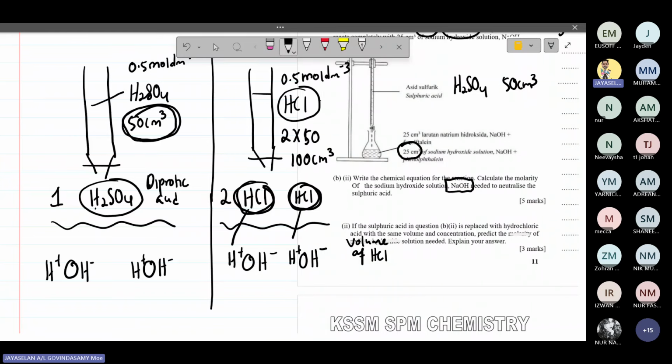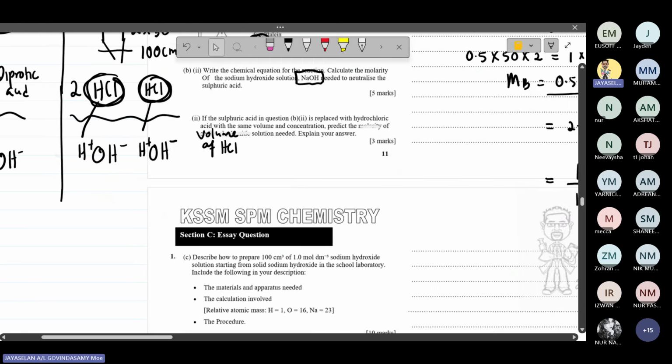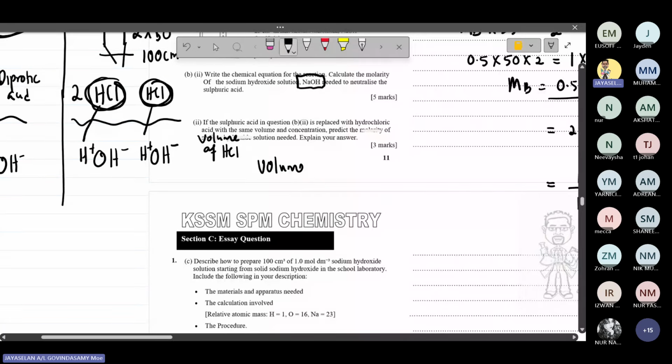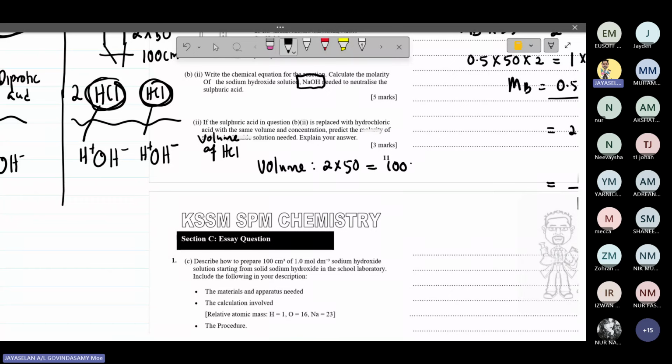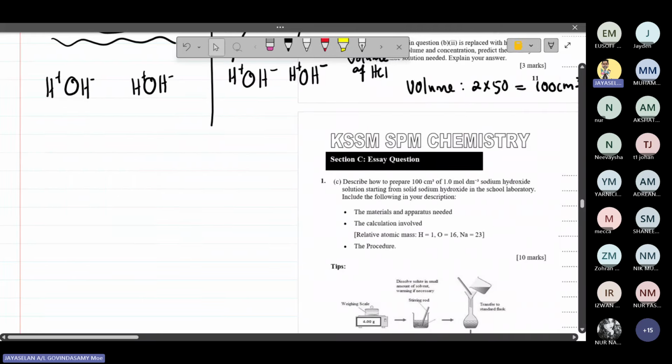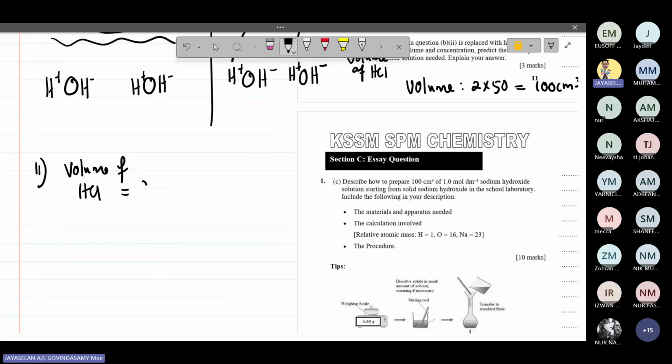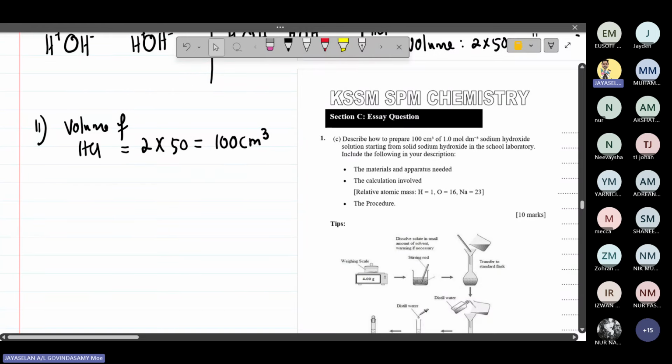The volume becomes double. So, the volume needed, I write here, 2 times 50, your answer is 100 cm³. You already score 1 mark. Any question? Now I answer this question here. So the volume of hydrochloric acid needed is 2 times 50. So you get 100 cm³. So that's the first mark. Okay, you get one mark.